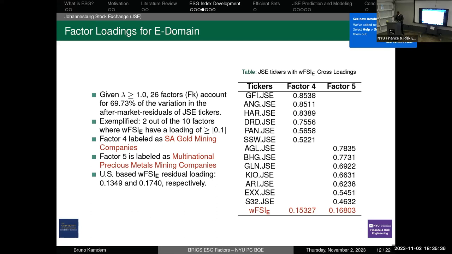So we have some sort of correspondence when it comes to the dimensionality for the E pillar only. But we can see that the E domain between South Africa and the US is also different, although the two overlap at a small level for factor four and factor five.